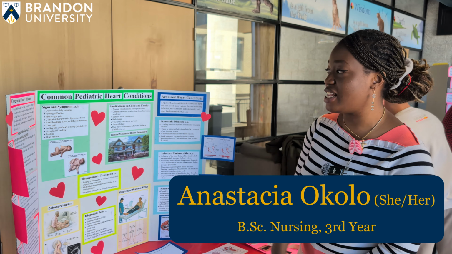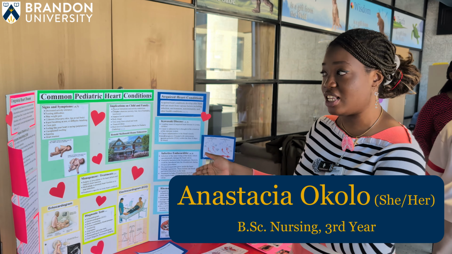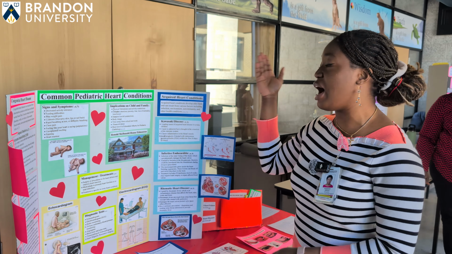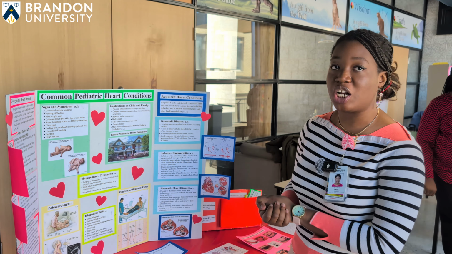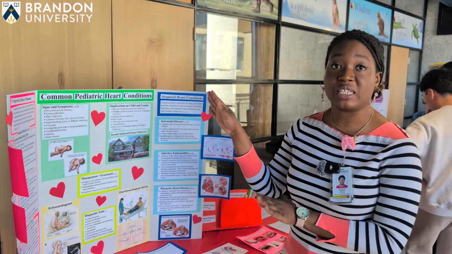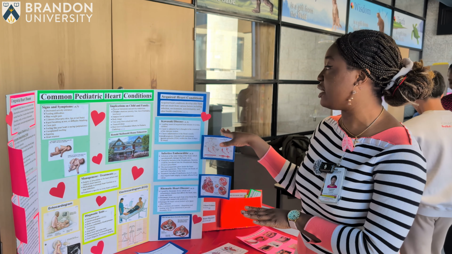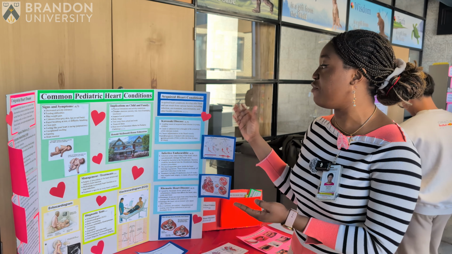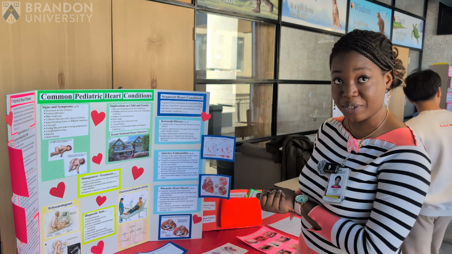So my research here is on common pediatric heart conditions, and we found two different types. We have the congenital heart disease, and we have the acquired heart conditions. So the congenital heart disease is the one that's present at birth, and acquired heart disease is developed after birth, and it can result from infections, environment, and autoimmunity.